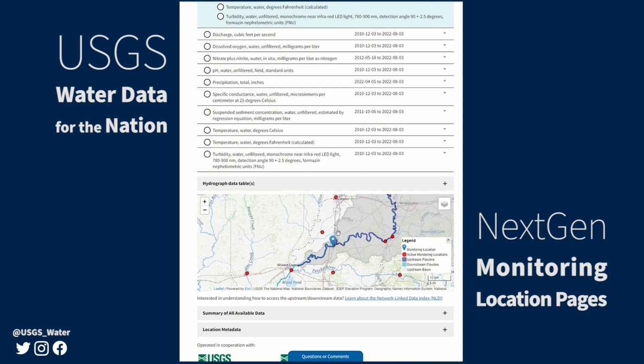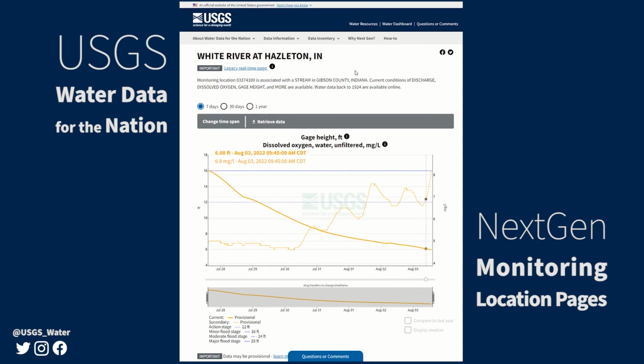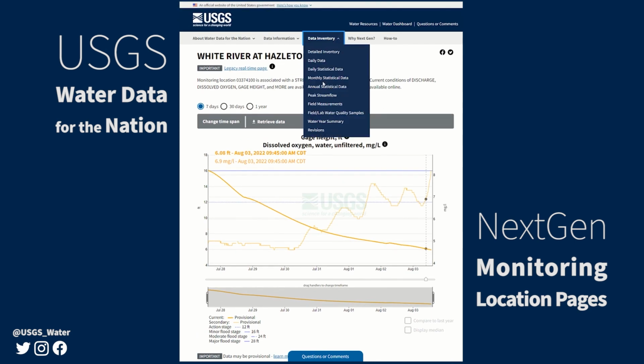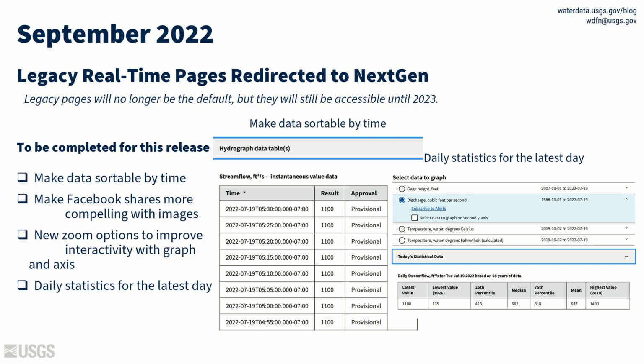An interactive map showing nearby sites, upstream, downstream, and basin features, and links to NWISWeb legacy pages containing data that's not yet modernized. Next-generation monitoring location pages also offer a greater ability for custom site text and alerts, and camera and videos where available. In September of this year, legacy pages will be redirected to next-gen pages. So if you type in a URL or click a bookmark for a legacy page, it will automatically redirect you to the next-gen page.